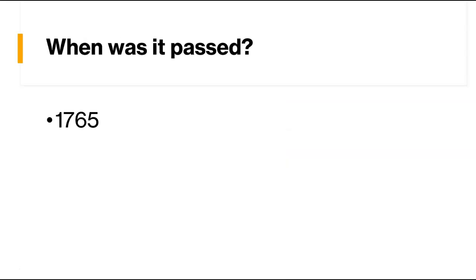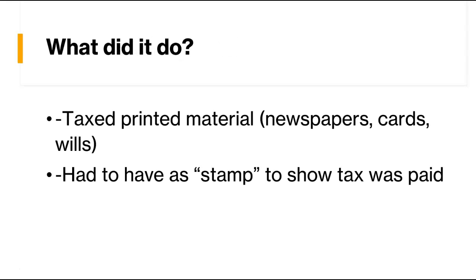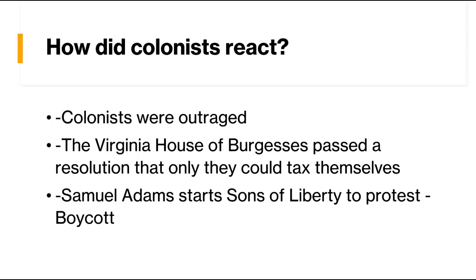When was it passed? 1765. What did it do? So again, it taxed all printed material, newspapers, cards, wills, which had to have a stamp to show the tax was paid. How did colonists react? The colonists were outraged, and you notice the language gets stronger here. Before we said angry, now they're full on mad, outraged.